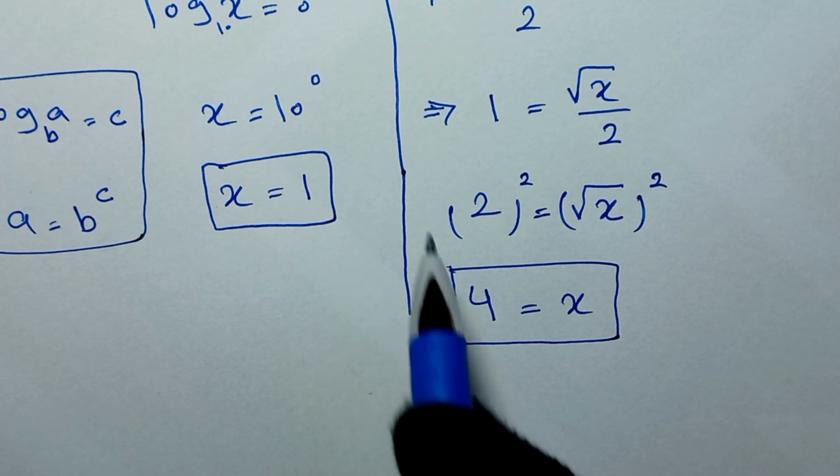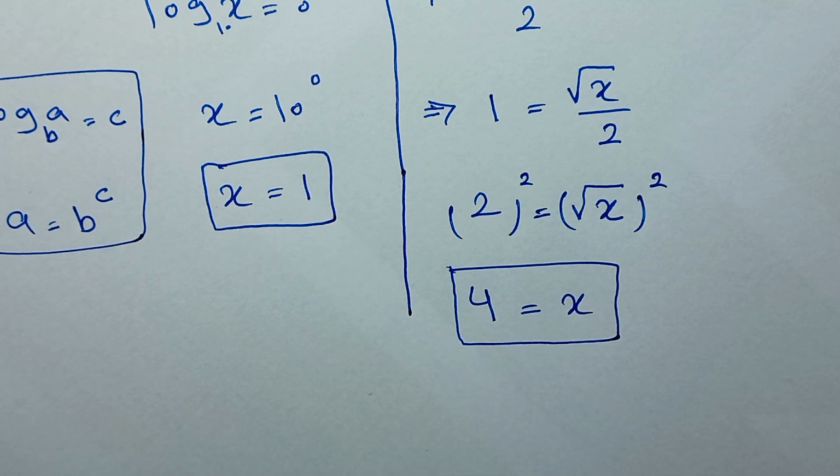So we find two values for x: x is equal to 1 and x is equal to 4. And this is our final answer.